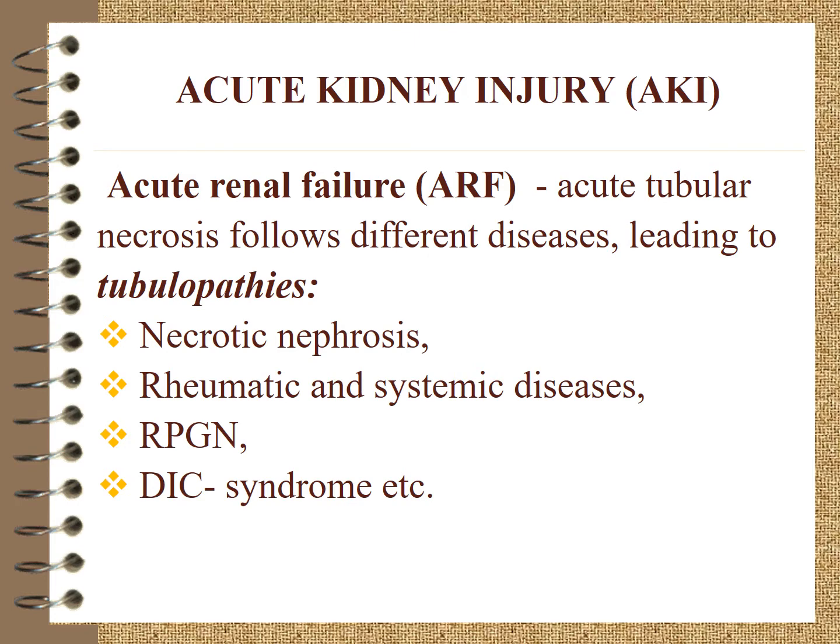Acute kidney injury. This is a clinical term. Other names: acute renal failure, acute cortical necrosis. It is an abrupt loss of kidney function that develops within 7 days. The causes are numerous. Acute tubular necrosis follows different diseases leading to tubulopathies, necrotic nephrosis, rheumatic or systemic diseases, rapidly progressive glomerulonephritis, DIC syndrome, etc.